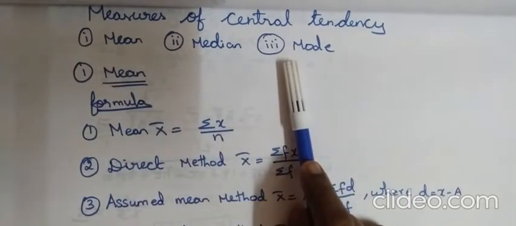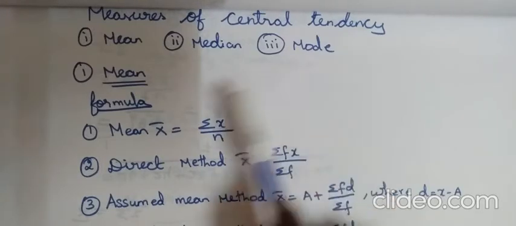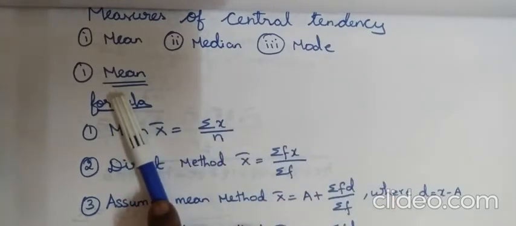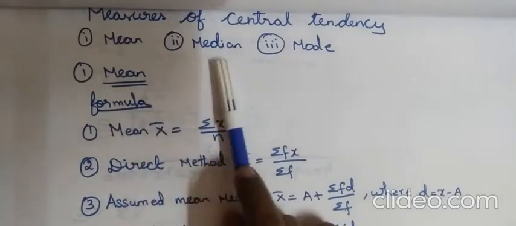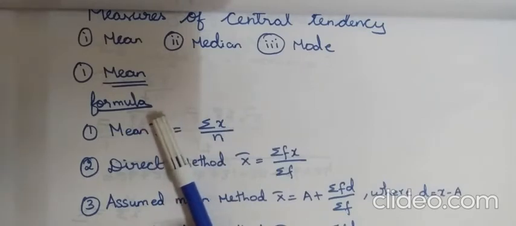That means the average values, how we can find out easily through these three methods and the formulas based on these methods. For now, for exercise 8.1, we are going to see only arithmetic mean. 8.2 and 8.3, median and mode, will continue. Now we'll see arithmetic mean. We have 5 formulas under this subheading.